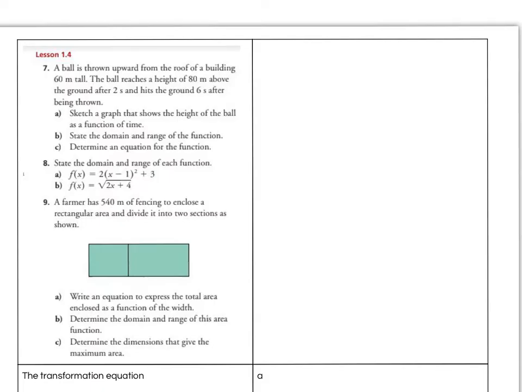On this page, I promised that I would look at question number 7, which is the word problem with the ball. So obviously, if it's a ball being thrown upward from a roof, it's going to follow a quadratic or parabola. So I'm going to draw that, and we'll get talking about it.